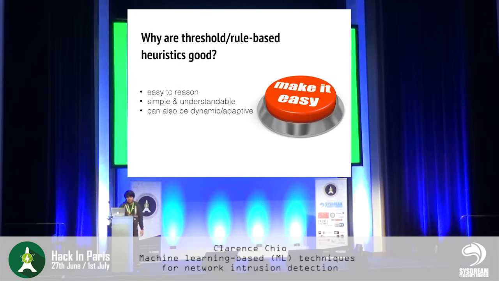So why is this good? It's easy to reason about. It's simple and understandable. It can also be dynamic and adaptive in the sense that if you have a human in the loop, if you have someone who is there constantly monitoring the traffic, then you can react quickly to changes in the attacker's patterns. And you can see, so there must be a security expert in the loop, someone who understands your traffic patterns, and it makes it easy to update these rules.